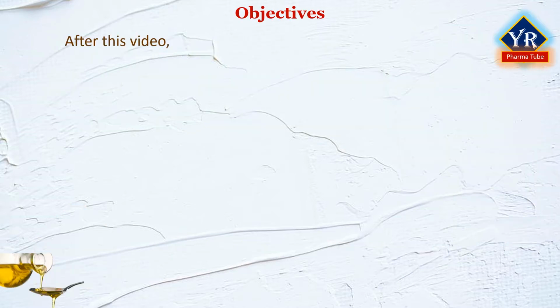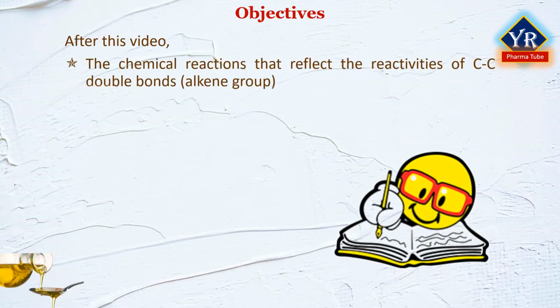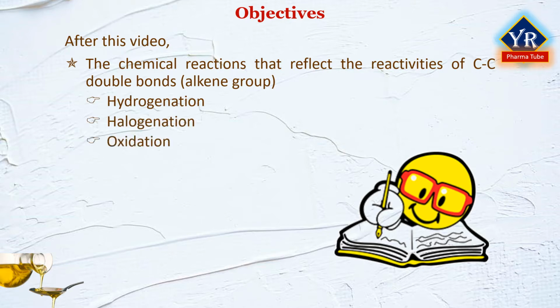Objectives of the lecture. After this video, you will learn the chemical reactions of fats and oils that reflect the reactivities at the C=C double bond, that is the alkene group, where an unsaturated fat converts to form a fully saturated fat. We have three reactions here, namely hydrogenation, halogenation, and oxidation reactions.